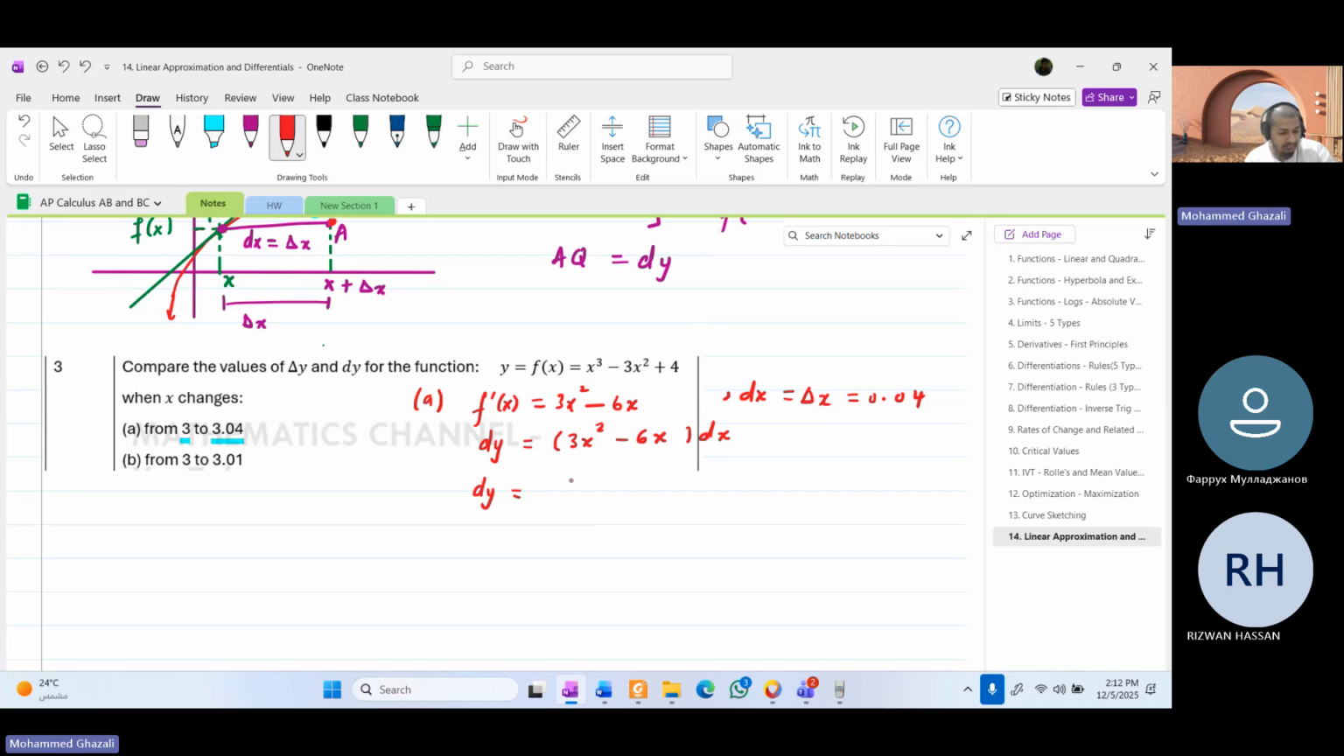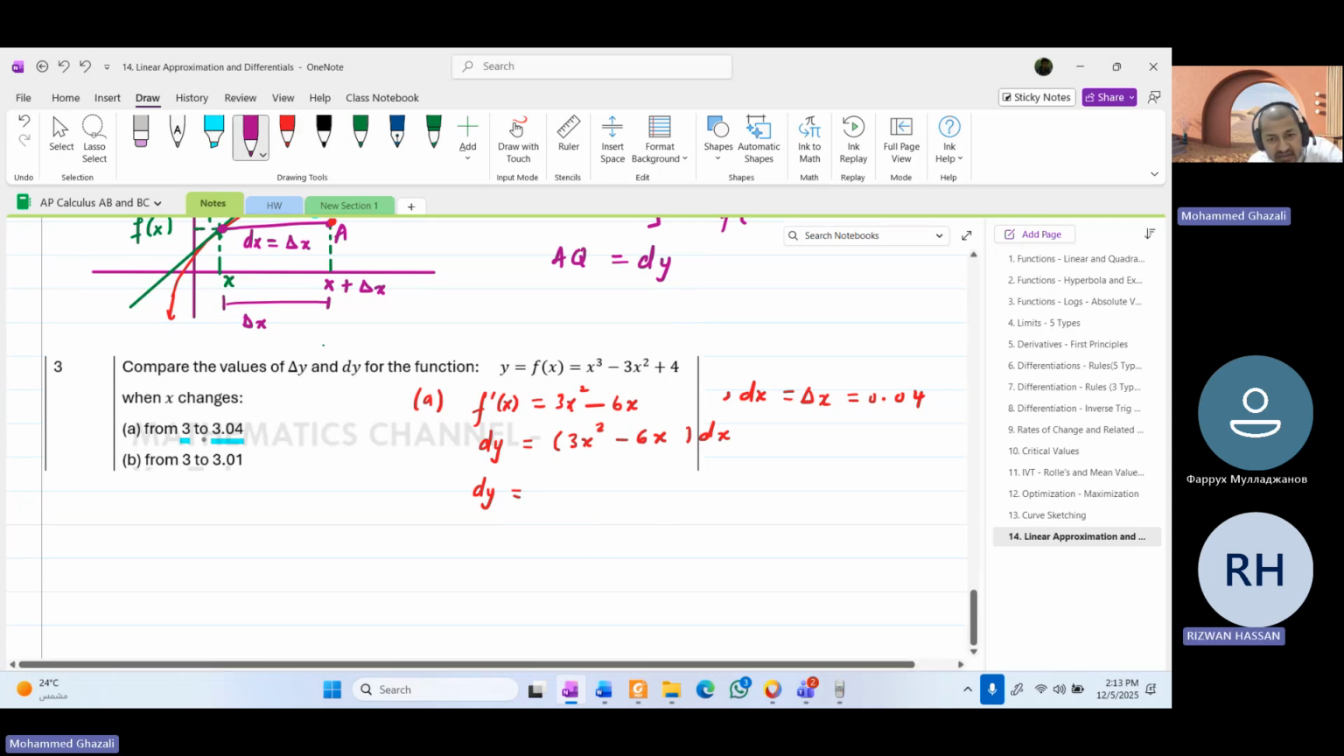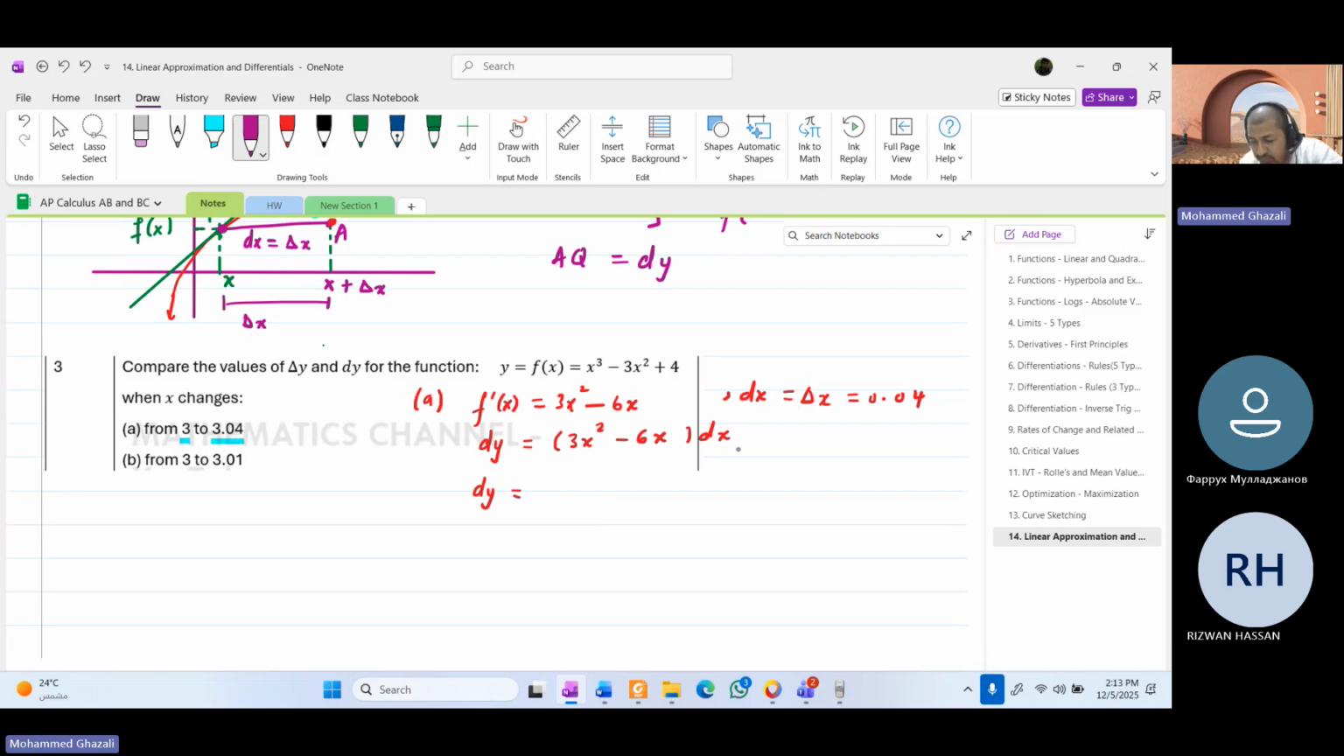What's the x value then? No, dx. dx is 0.04. So what's the x value? It starts from 3. It starts from 3, so the differentiated x, yeah. So the dx value.